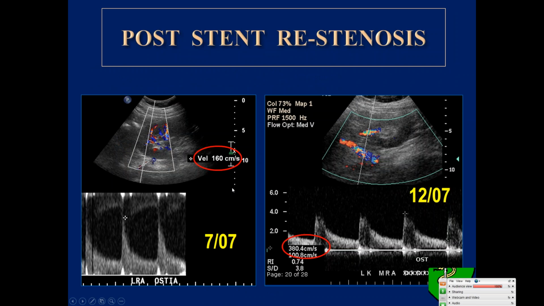So post-stenting, we can have the development of in-stent restenosis, and that would present as elevation of peak systolic velocities in a stented vessel when compared to the baseline that is obtained right after stenting, and also presence of secondary signs such as aliasing and bruit artifact on spectral Doppler.